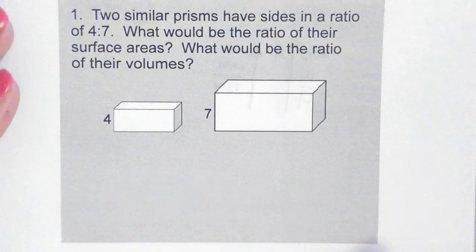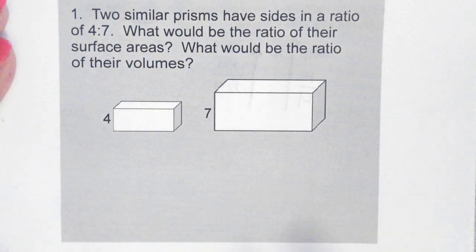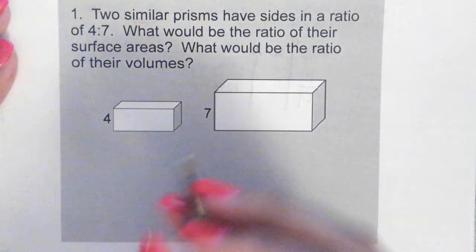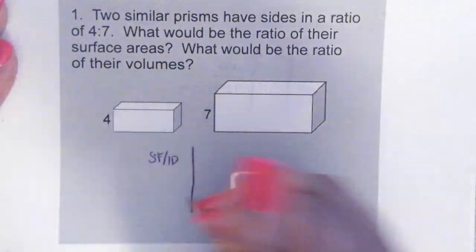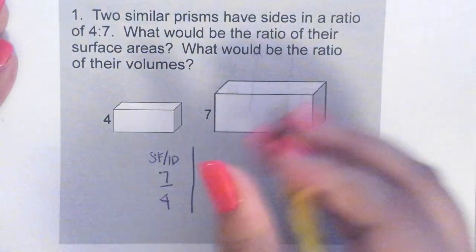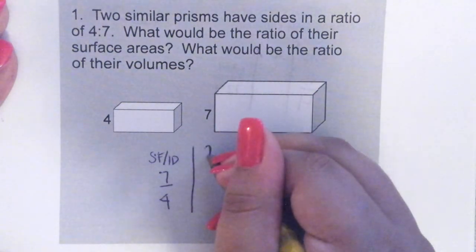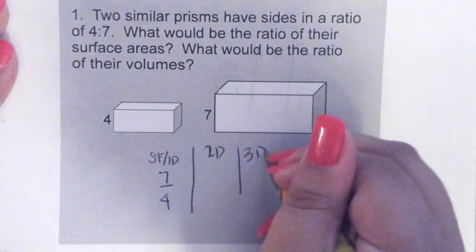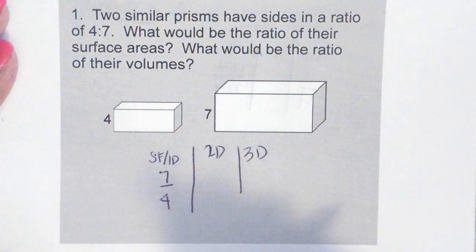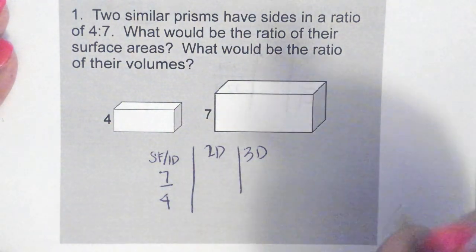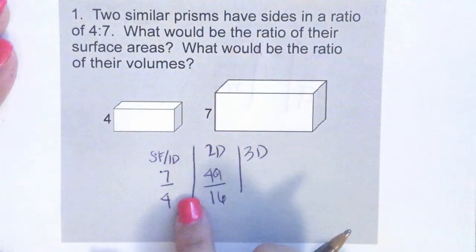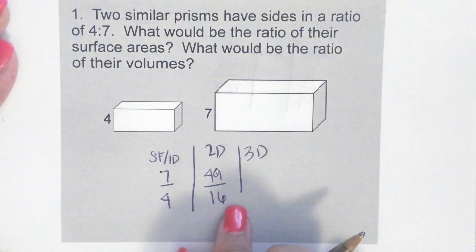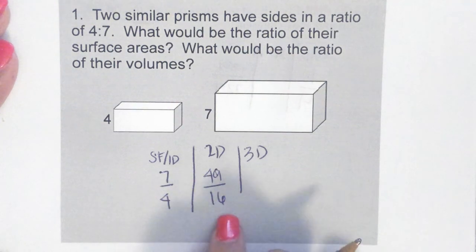So, what do I know? What's my scale factor? Why is it 7/4? Perfect. So that's going to be 2D and 3D. So what is going to be my scale factor of their surface areas? 49/16. Be careful. Make sure you don't tell me 14/8. We're not doubling it. We're squaring it.